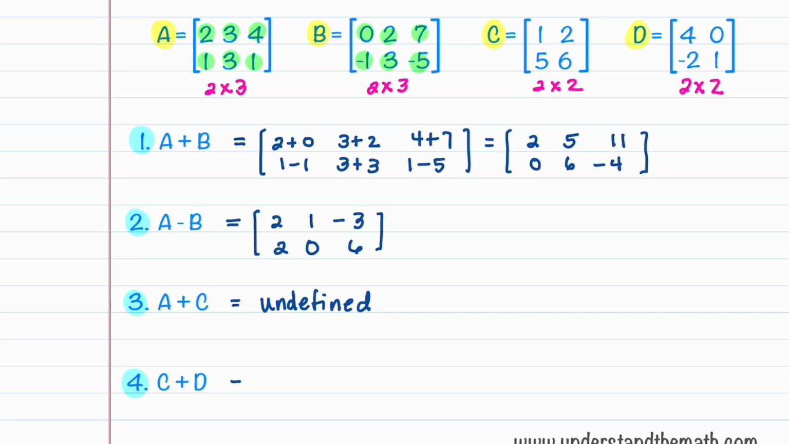Matrix C plus D is equal to the first entries added, so that's 1 plus 4, which is 5. And then we're going to add 2 plus 0, which is 2. And then down in the second row, we're going to add 5 and minus 2, so that's 5 minus 2, which is 3. And then lastly, in the lower right, we're going to add 6 and 1, which is equal to 7.